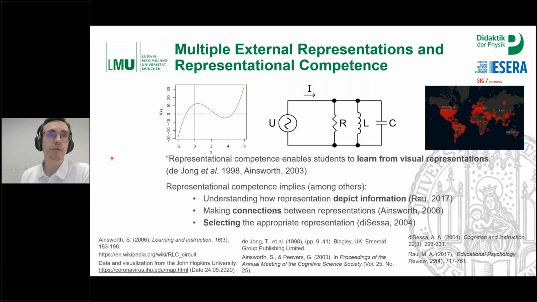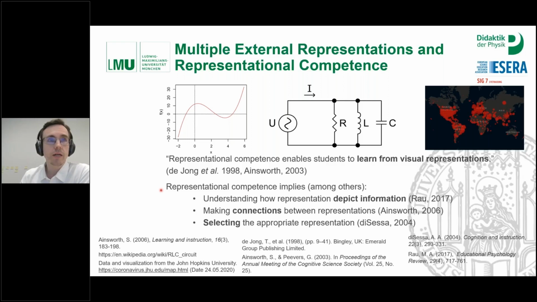When you have these representations included in learning material, students need to deal with them, and sometimes that can be unsuccessful. But it's not only about the representation. They are actually supposed to learn some content with the representation, so they gain some conceptual understanding in physics. But to do that successfully, they need some representational competence.